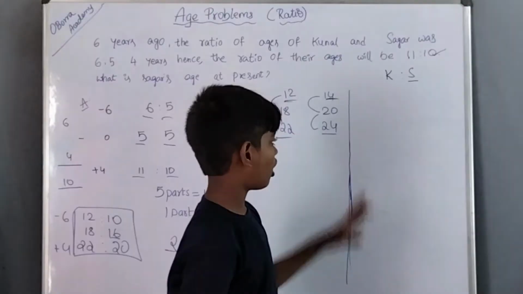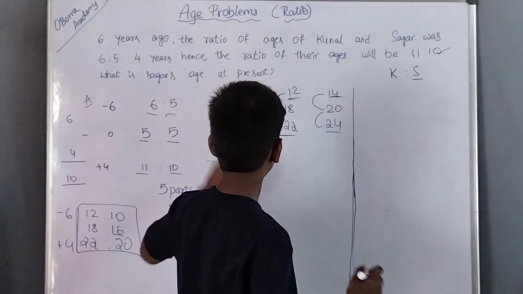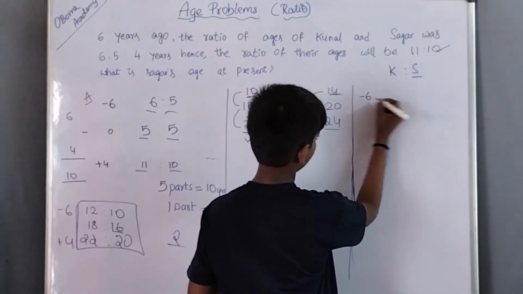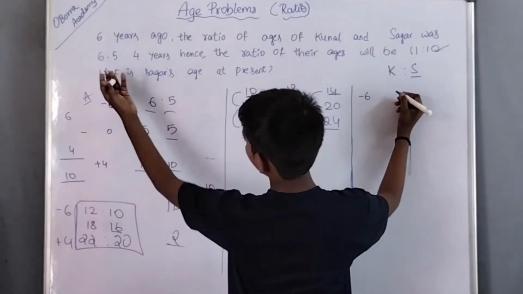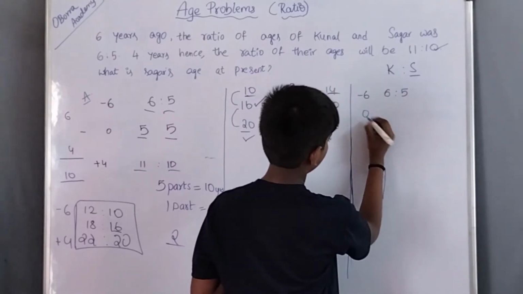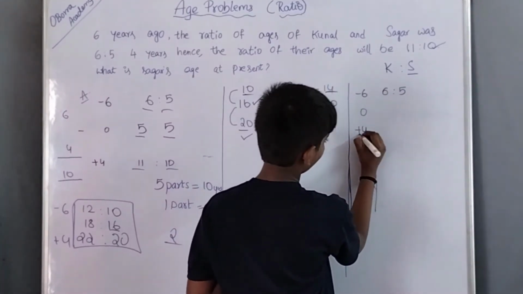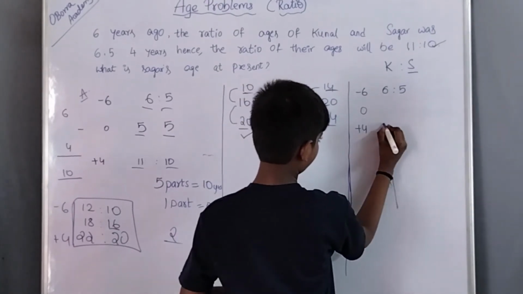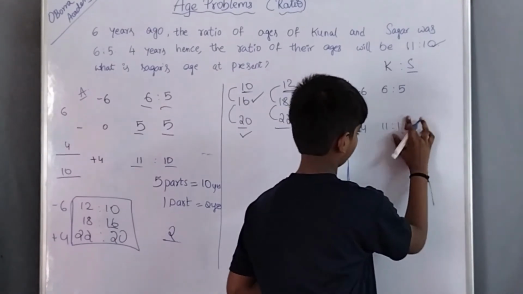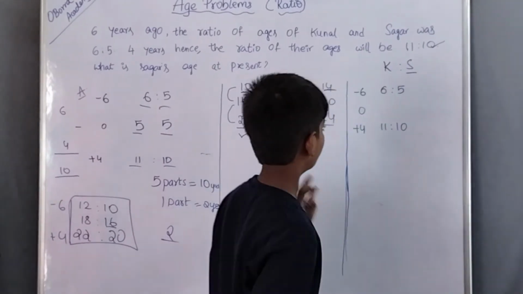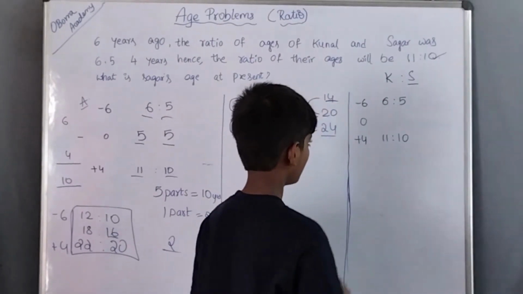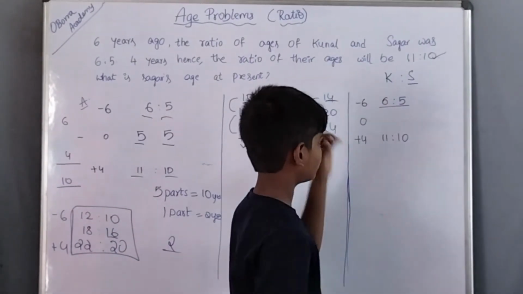So now let's see how to solve it in the traditional way. So now let's see again. Let's get the ratios. So 6 years ago the ratio was 6:5. And this is for the present, and this is for after 4 years. So the ratio was 11:10. So now let's see how to solve it. We have the ratios before 6 years and after 4 years. Let's solve it from this.